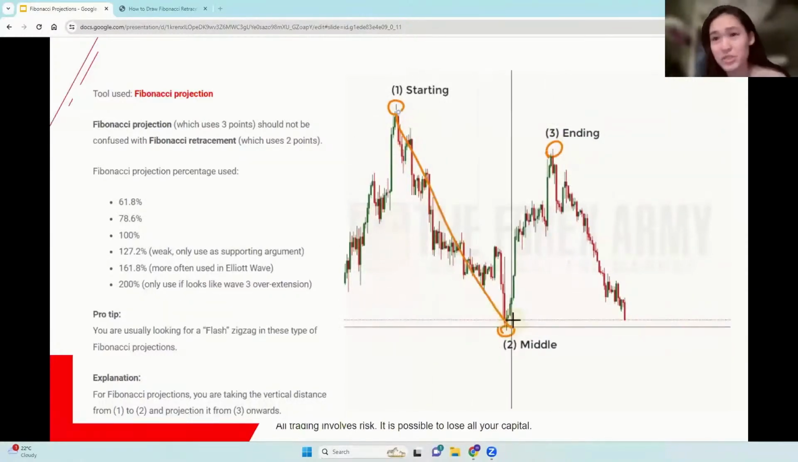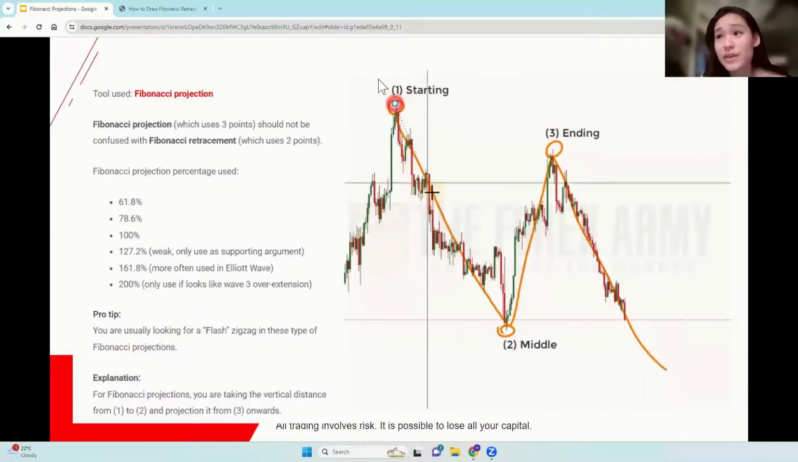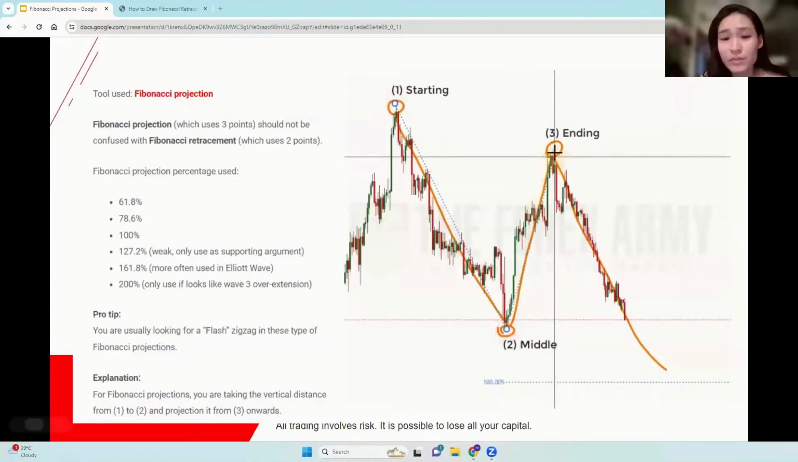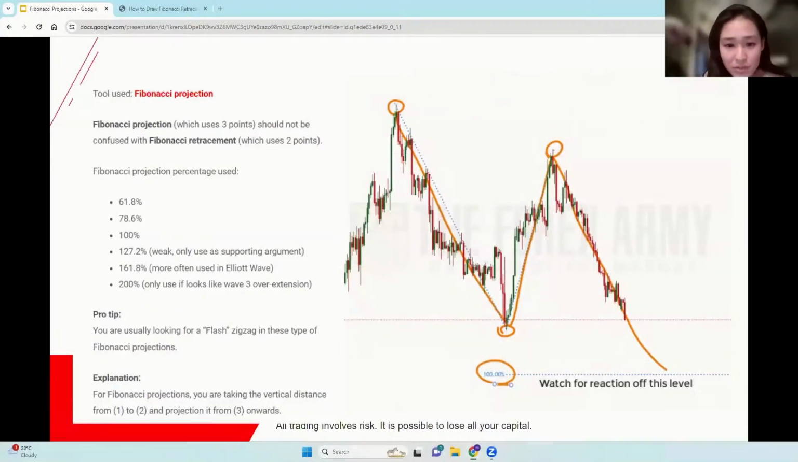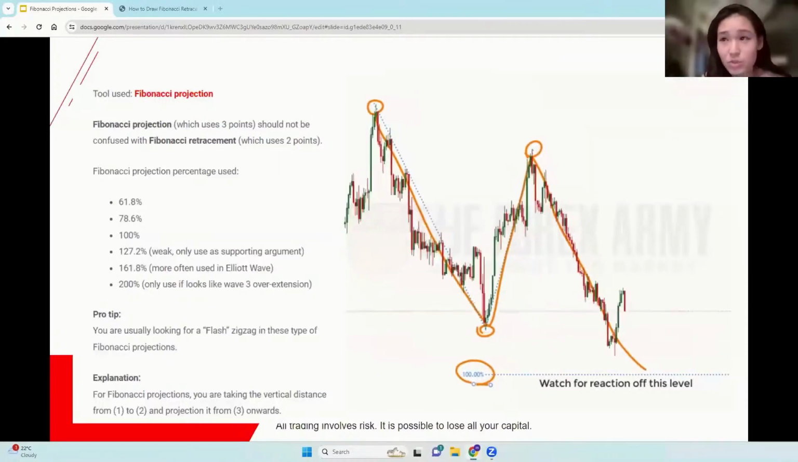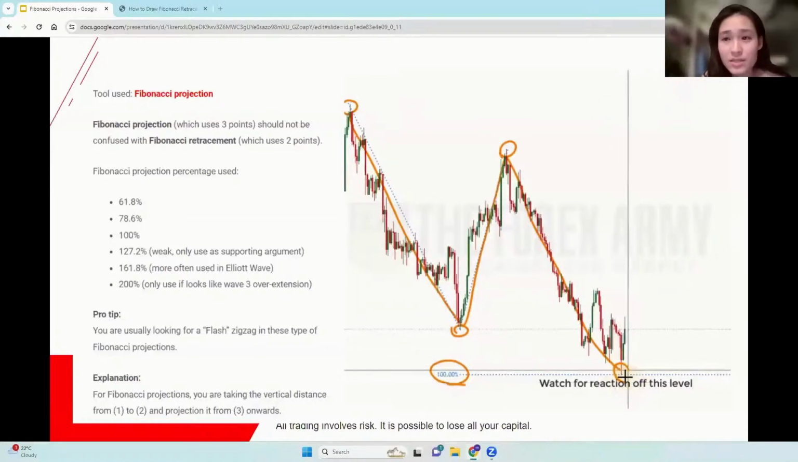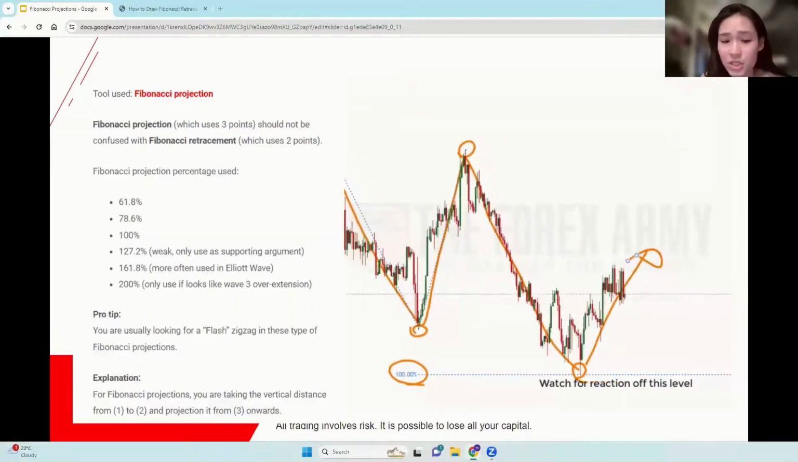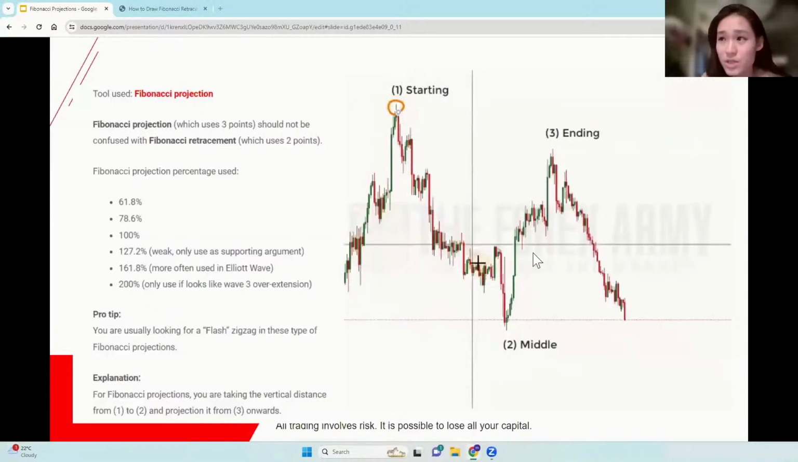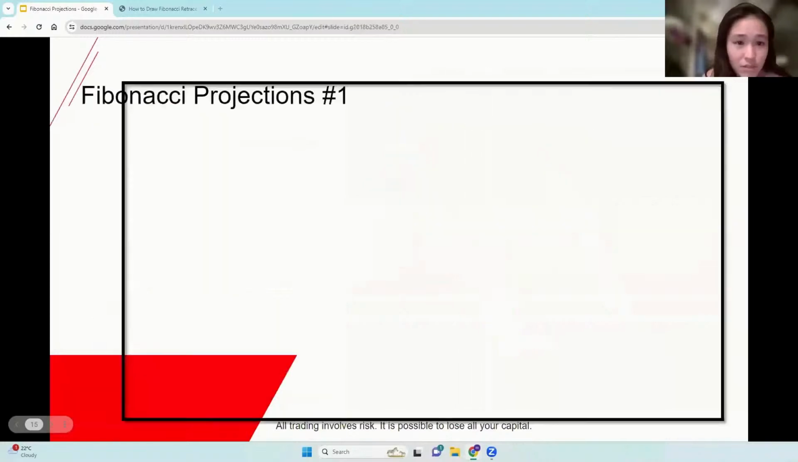Yes, so we're talking about Fibonacci projections. For Fibonacci projection, this uses 3 points. We have a starting point, a middle point, and an ending point. It's not to be confused with what we talked about previously, the Fibonacci retracement, which only uses 2 points. Here we used namely the 61.8, 78.6, and 100% levels. And you want to make sure that you look out for this flash or lightning bolt shape that you see in the GIF here. Okay, let's look at a couple of examples of this.